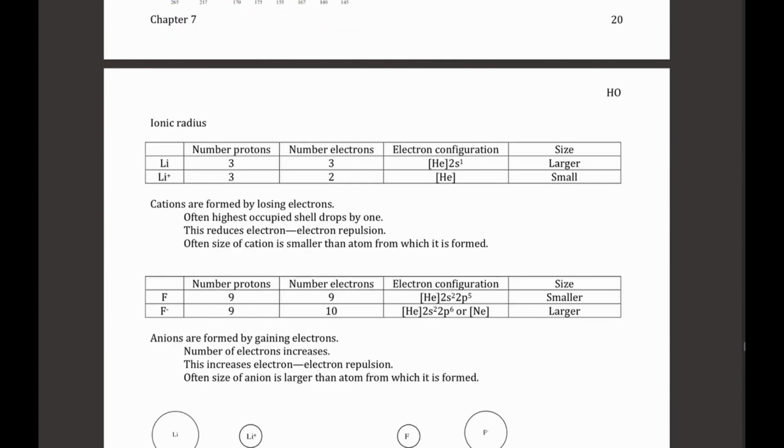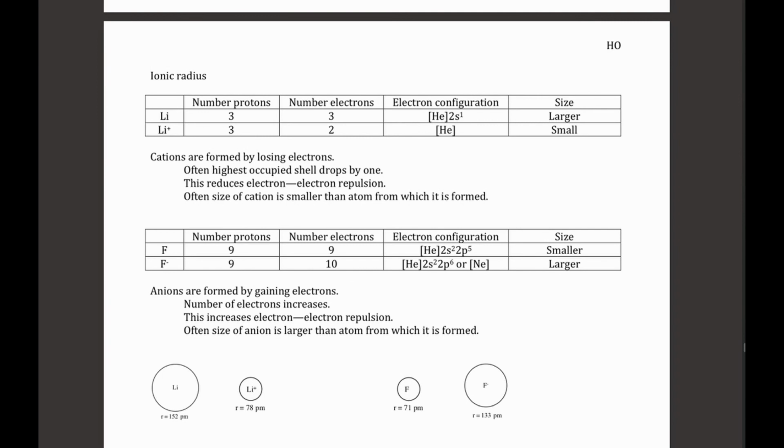Now, if we look at ionic radius, what we have to compare are the number of protons and the number of electrons. So in lithium, the atom, 3 protons, 3 electrons. We saw how they were distributed in a diagram above. In Li+, we still have 3 protons, but we have only 2 electrons. What that means is those 2 electrons aren't repelling each other quite as much as the 3 electrons in Li, the atom, are, making Li+ a bit smaller than lithium, the atom.